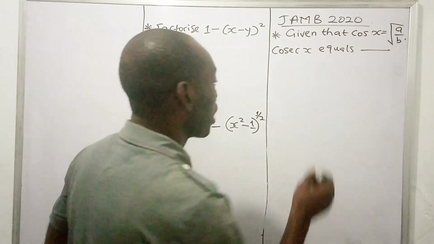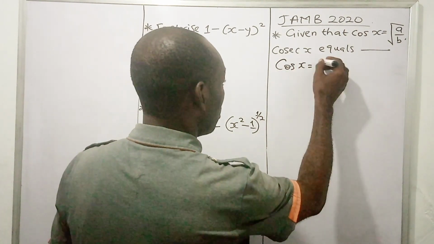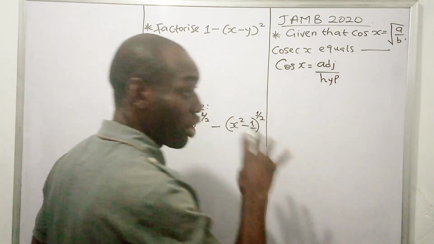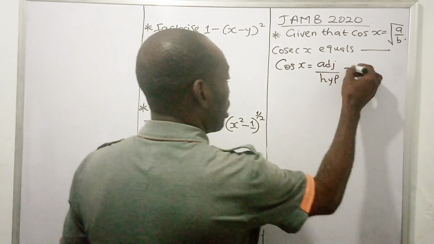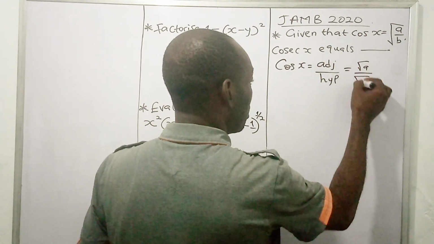Now quickly, we agree here that cos will give us adjacent over hypotenuse from our acronym SOHCAHTOA. All right. That means the root A is our adjacent and the root B is our hypotenuse.